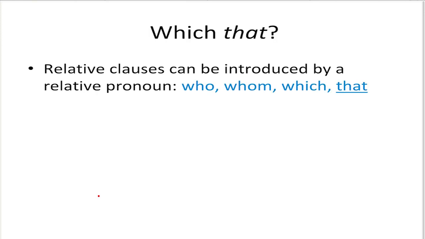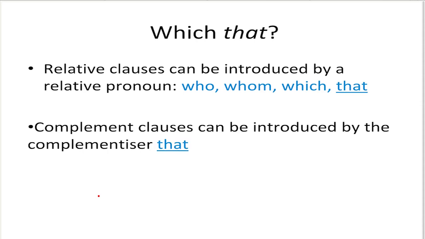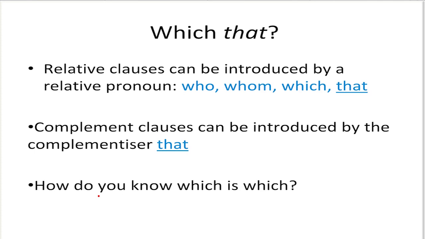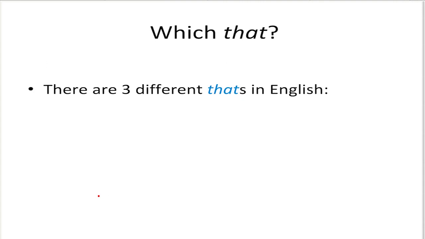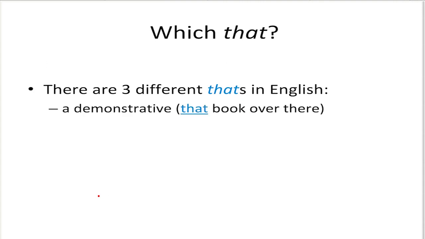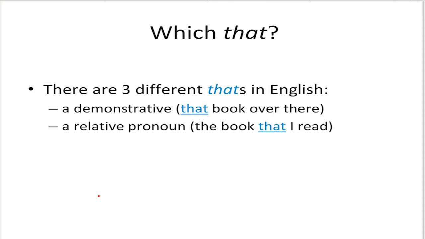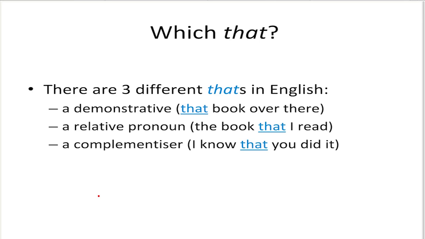Now, we said that relative clauses could be introduced by a relative pronoun, and that one of the relative pronouns was "that." We've also just said that complement clauses could be introduced by a complementizer, one of which is "that." So how do you know whether it's one or the other? In fact, there are no less than 3 different "that"s in English. One is a demonstrative, as in "that book over there." One is a relative pronoun, as in "the book that I read." And one is a complementizer, as in "I know that you did it."